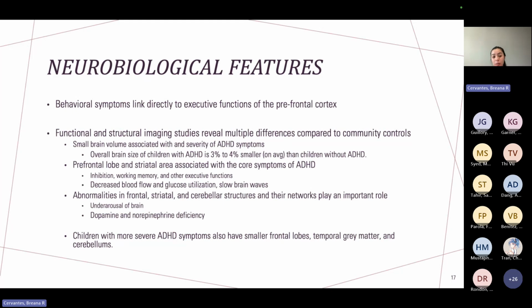So if we were to look at functional and structural imaging studies, we would see a lot of differences in the brain in certain regions when we're comparing a child with ADHD to a community sample. A community sample is just a sample from the community that generally probably has lower rates of any mental health problems. I'm not going to read all of this, but there are different ideas about brain volume being different, prefrontal lobe and striatal area being different, and then different abnormalities in certain structures of the brain.